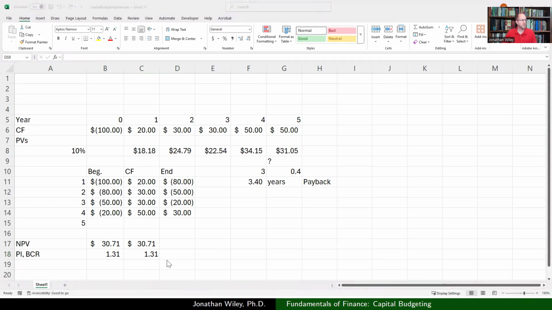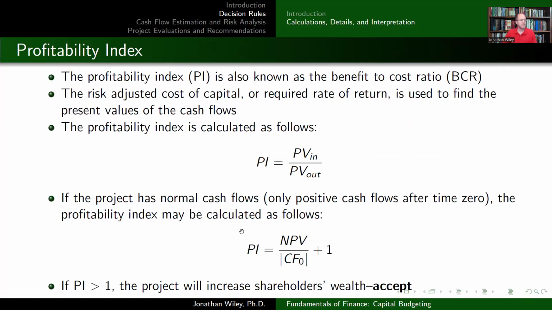Now, back to what I had before. If the profitability index is greater than 1, that means we're getting more present value coming in than the present value that went out. So we are increasing shareholder wealth, and we would accept. Now, you might be thinking, doesn't that sound like net present value? Well, it does, but it turns out you could have projects that have the same net present value but very different profitability indices. Here's what I mean by that.